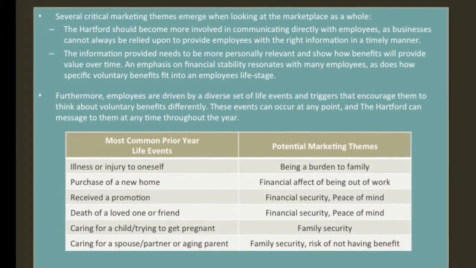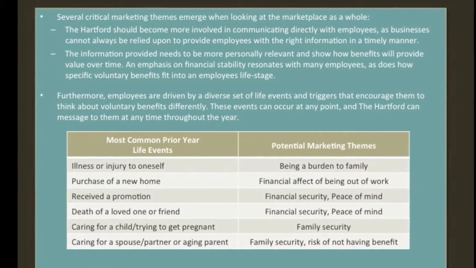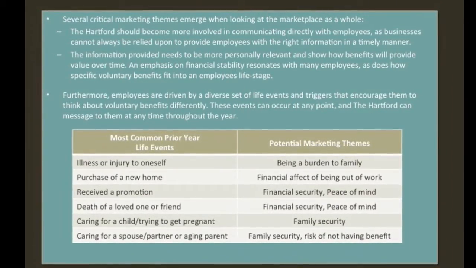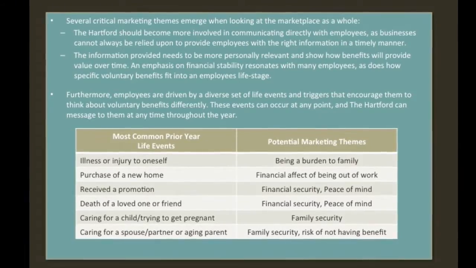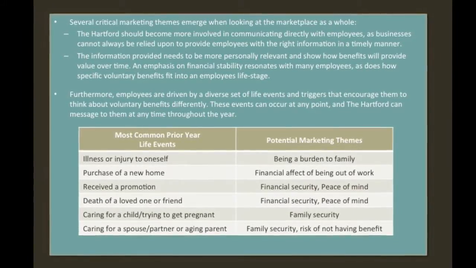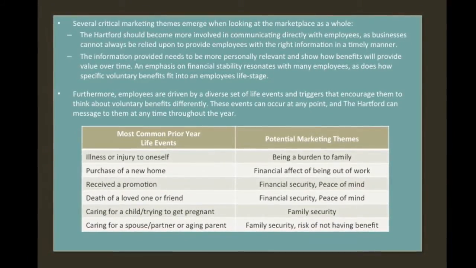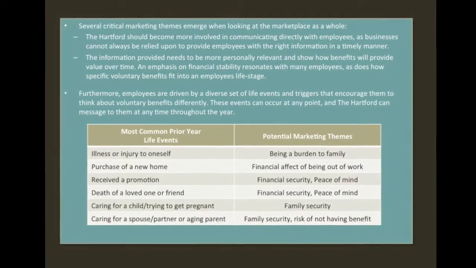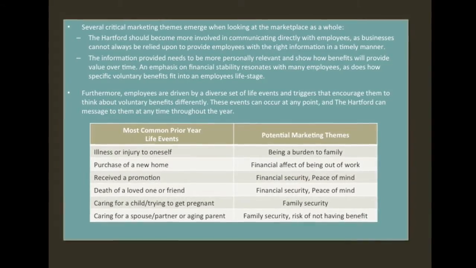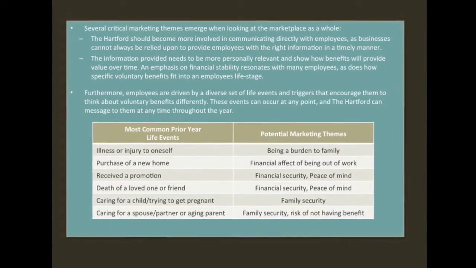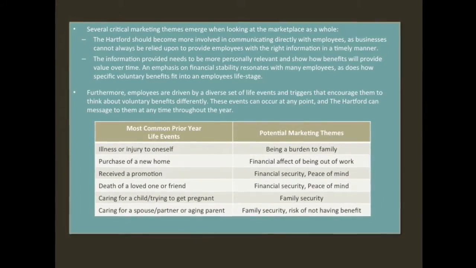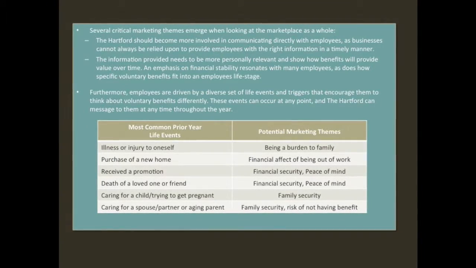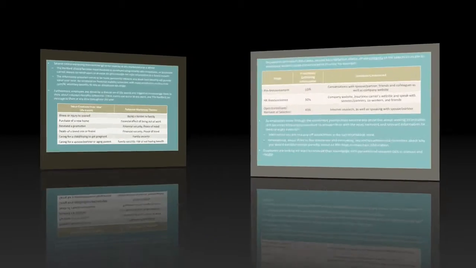The Hartford needs to be more involved in communicating directly with employees, and businesses need to let them communicate with employees so employees get the right information in a timely manner. Also, the information needs to be more personally relevant and show how the benefits will provide value over time. Furthermore, it's really important to make sure that the messaging is aimed at those particular life stages or life events that make people think about these voluntary benefits more deeply.